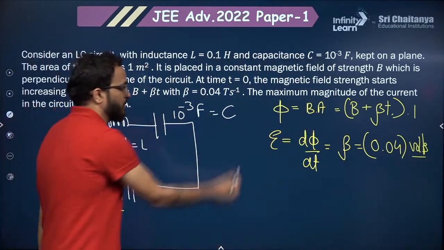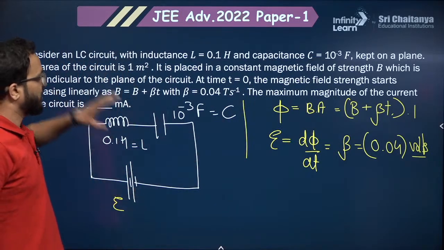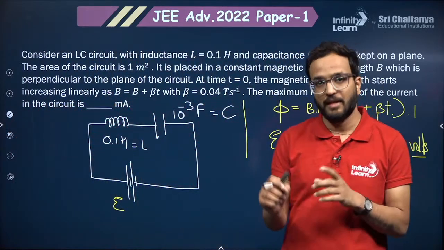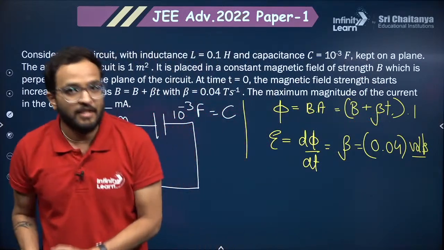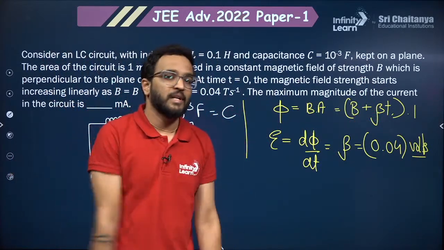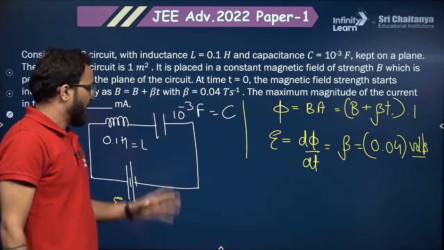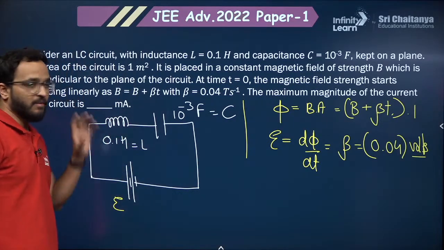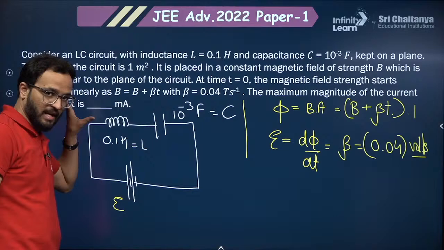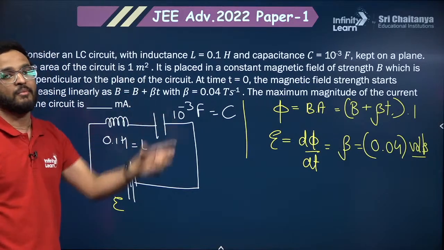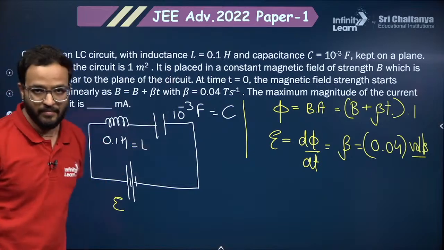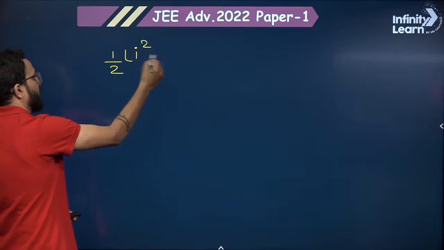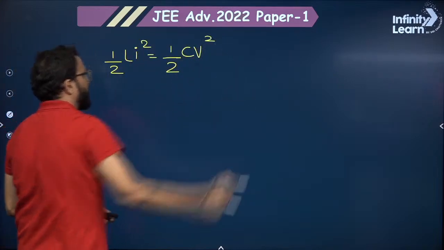Now what else do they need in the question? They are asking for the maximum magnitude of the current in the circuit. See what's going to happen. At one point complete energy will be in the inductor, and at one point complete energy will be in the capacitor. There is no resistance in the circuit, so we'll assume there is no loss of energy. Whatever maximum energy the inductor has at one point of time, the same amount of maximum energy the capacitor will have at another point of time, right? Is this clear? So we can write that the maximum energy of the inductor and the maximum energy of the capacitor will be the same, right?